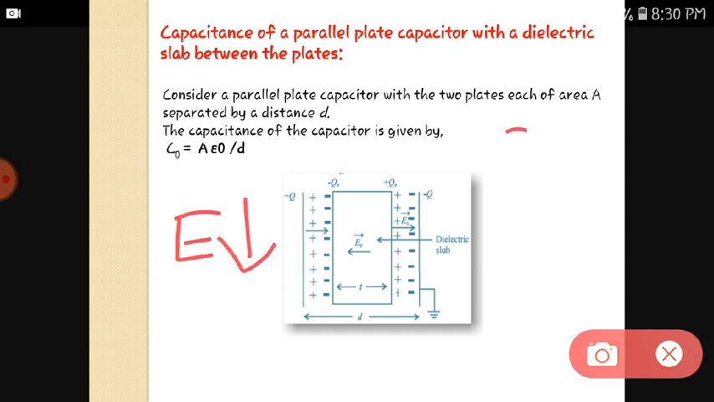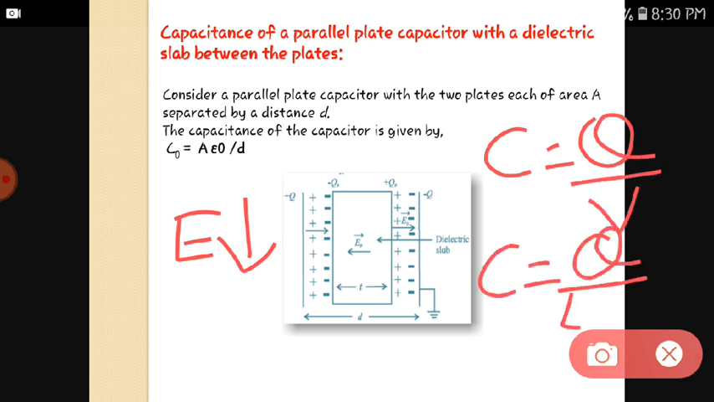So as you can see, C is equal to what? Q divided by V. As we have seen the formula for V, which is E D, right? So as E decreases, what will happen to C over here? You can see it will increase because they are inversely proportional. So this is the answer. As E decreases, C will increase. Okay, so let's find out how exactly it happens.